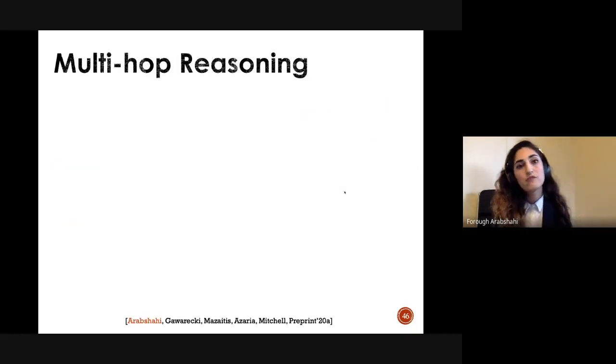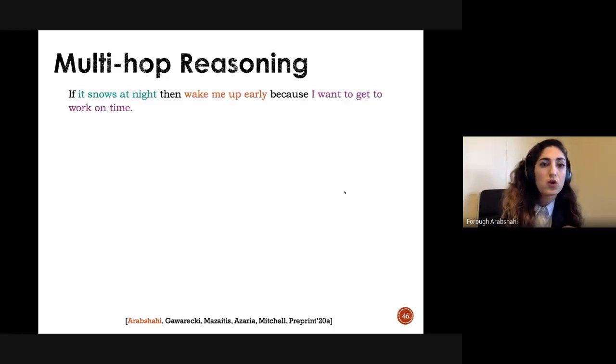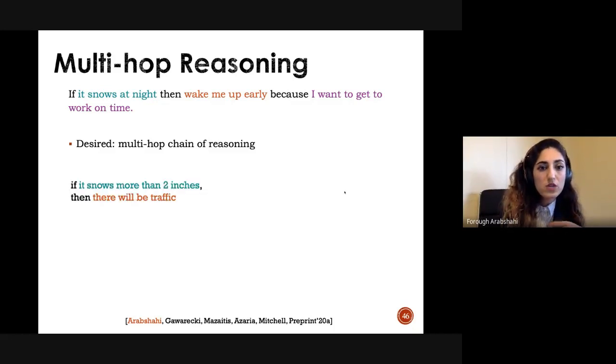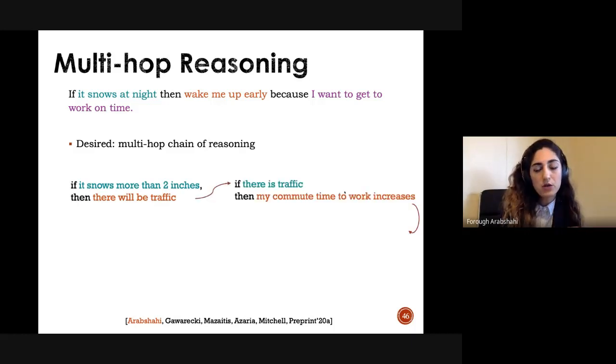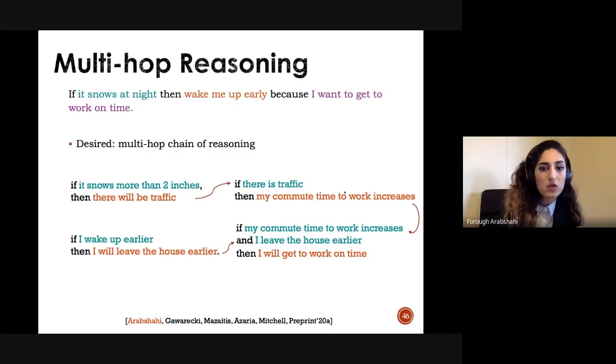The solution we propose for this is to perform multi-hop reasoning. So let's go back to our to-work-on-time example. And in order to indicate what I mean by multi-hop reasoning, I want to show you the reasoning chain for this particular statement. So I'm just going to read this multi-hop chain of reasoning out loud to you. If it snows more than 2 inches, then there will be traffic. If there's traffic, then my commute time to work increases. If my commute time to work increases and I leave the house earlier, I will get to work on time, and I will leave the house earlier if I wake up earlier. So this is what I mean by a multi-hop chain of reasoning.